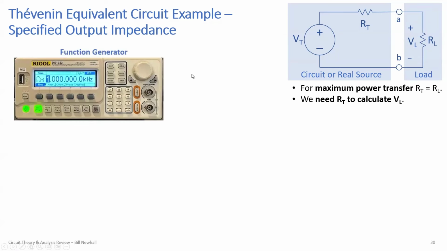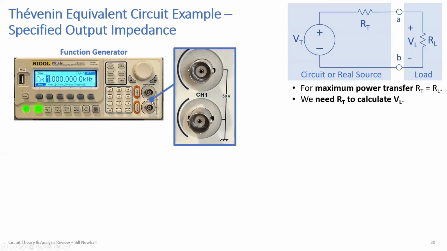So, for example, a function generator generates AC waveforms, square waves, sine waves, and you'll notice that you'll see 50 ohms written next to these connectors. So you go to lab, look right next to the connector, it'll probably say 50 ohms. That 50 ohms is the output impedance or the Thévenin resistance of this function generator.